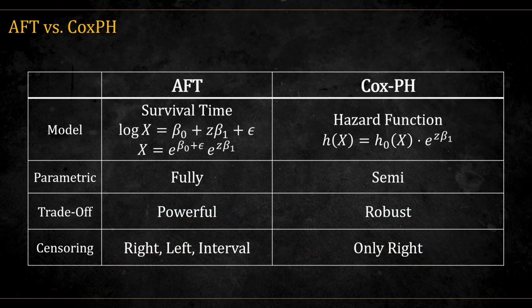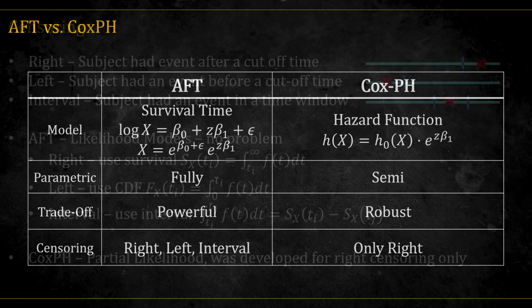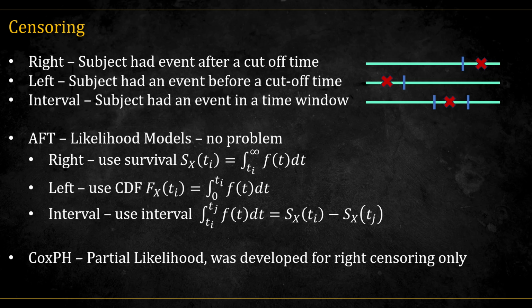It requires fewer assumptions, and it is usually good enough to detect true effects. The next difference between the two methods is censoring. AFT can accommodate all types of censoring, right, left, and interval, while the original CoxPH can only accommodate right censoring. Right censoring is when a subject experienced the event after some cutoff time. Left censoring is when the subject had the event before a cutoff time. And interval is when it had the event in some time window.